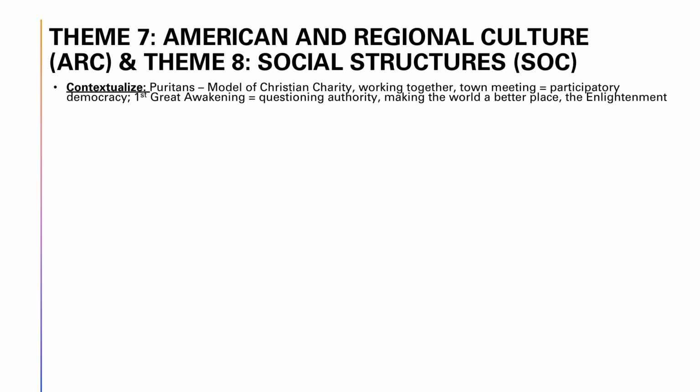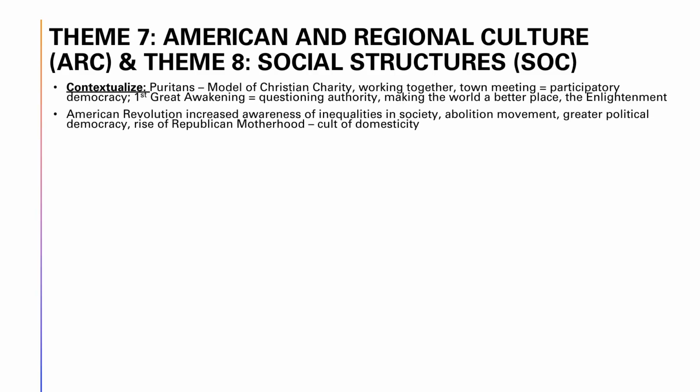The first Great Awakening happens in the early 1700s, the first moment where we could question authority. We want to make the world a better place, the Great Awakening. And also the European movement known as the Enlightenment. All this could be good contextualization for social movements or even culture. The American Revolution increased our awareness of inequalities in society. There were even abolition movements that began in the 1780s and 1790s. Greater political democracy is desired, right?